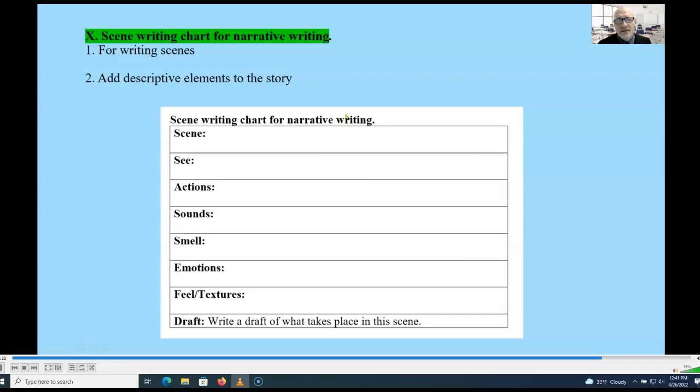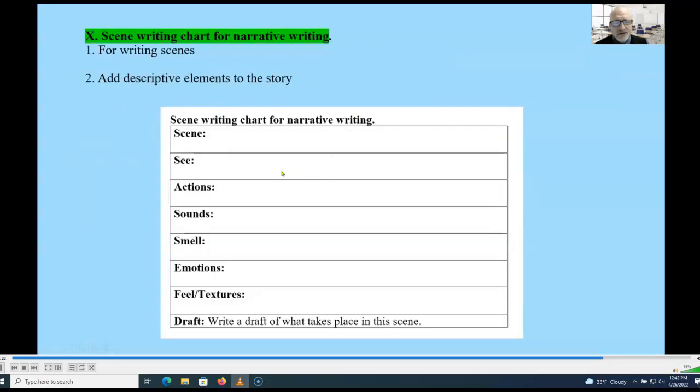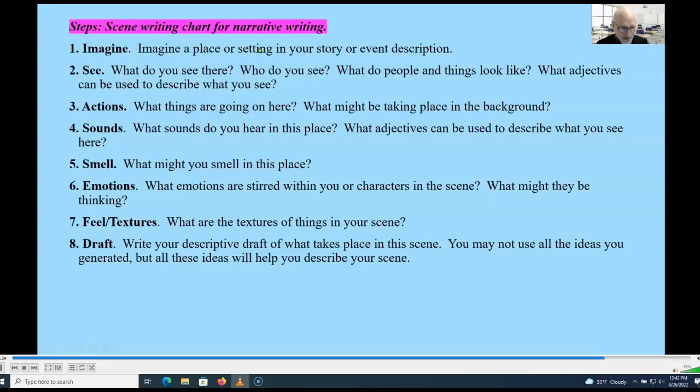Scene writing. This can be written after the draft to add descriptive elements. And you see this. Imagine a place or setting within your story for a particular event. Think about what you see there. Who you see, the kinds of people and things, what do they look like, adjectives.